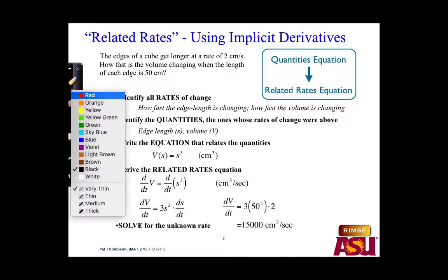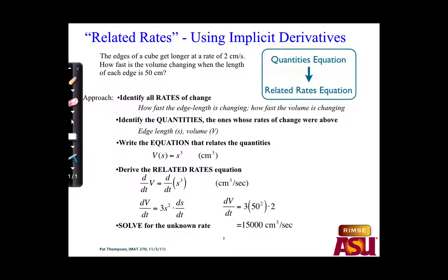Let me make this red. So this is one way to write this. I could also think of having, instead of V equals s cubed, and then taking a derivative with respect to t, I could write V of t equals s of t cubed, to kind of emphasize to myself. I know that in general, the volume of a cube is the side length to the third power. But the volume and the side lengths are both changing over time.